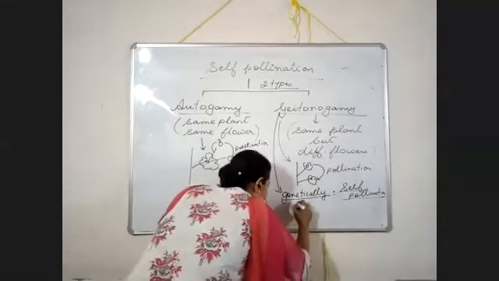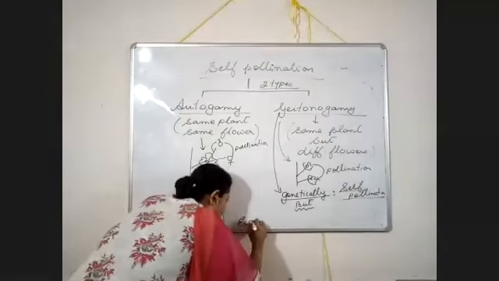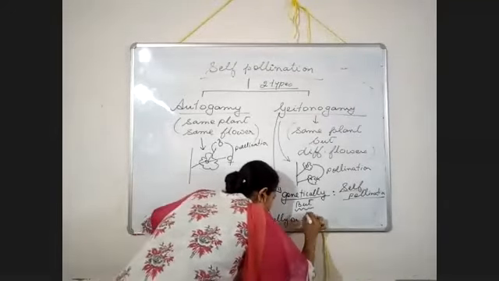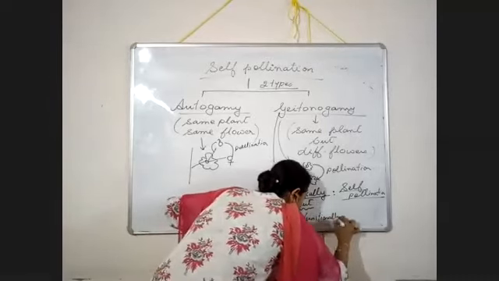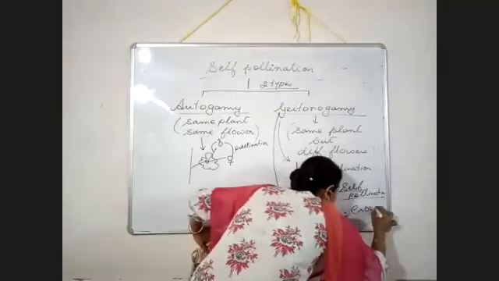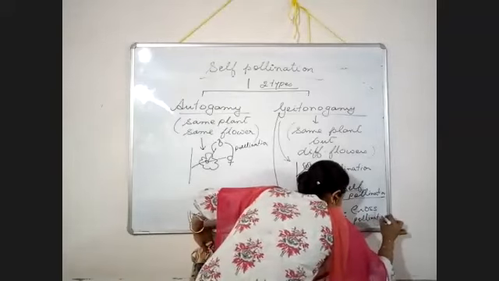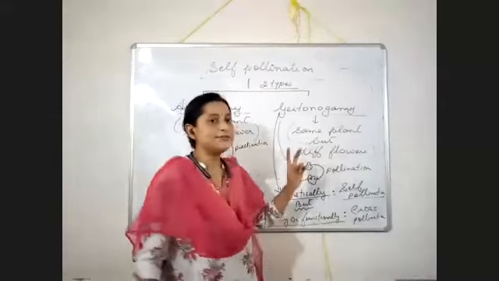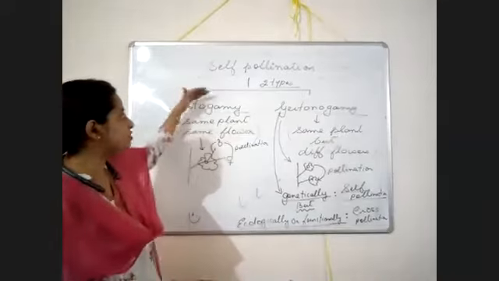But ecologically or functionally, it is an example of cross-pollination, right? So this line is important. So two types: the first one, same plant, same flower, pollination occurs, so that's called autogamy.